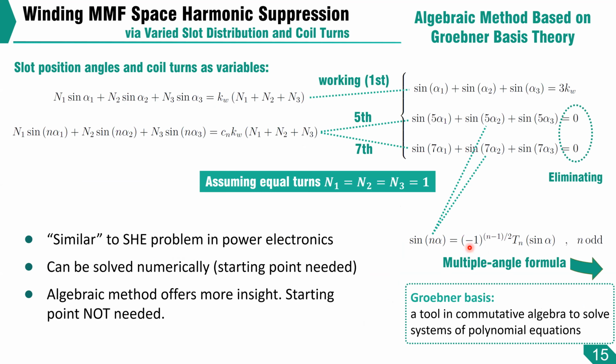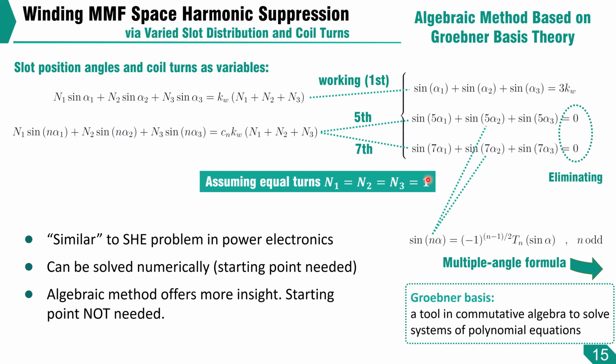To formulate the problem, we take the closed form expressions we saw on a previous slide and write one equation for the working harmonic winding factor and one equation for each of the non-working harmonics we want to reduce. To make it easier to start with, we assume the coils are still the same turns, but we want to vary the slot distribution. For example, we want to eliminate both the fifth and seventh harmonics while having control of the working harmonic winding factor.